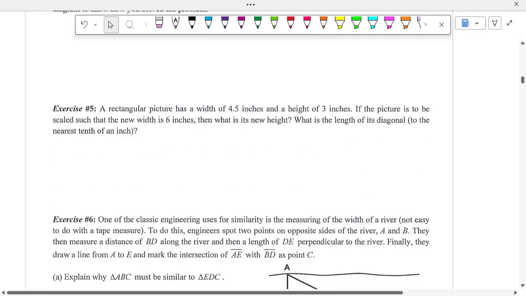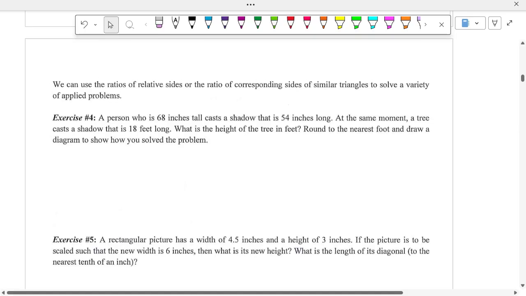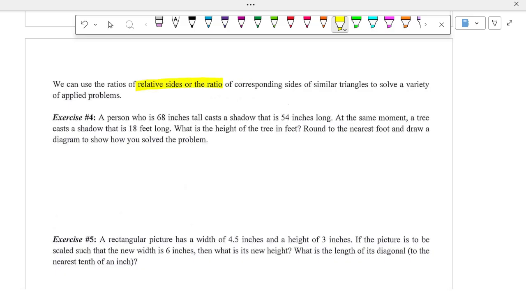All right, so now let's look at some word problems. So we can use these ratios, the relative sides of the ratio for corresponding sides of similar triangles to solve a variety of applied problems. So a person who is 68 inches tall casts a shadow that is 64 inches long. At the same moment, a tree casts a shadow that is 18 feet long. What is the height of the tree in feet? And we're going to round to the nearest foot.